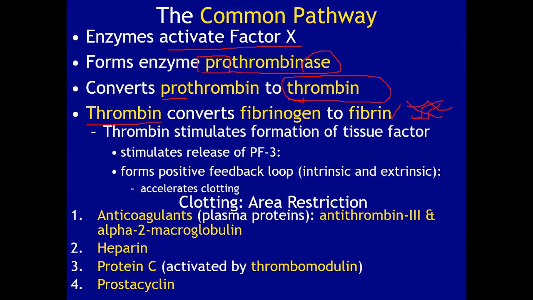so that means from the extrinsic pathway, we can activate factor 10. From the intrinsic pathway, we can activate factor 10. And once you get factor 10 activated, it takes us through the process to actually end up making the fibrin. Okay.